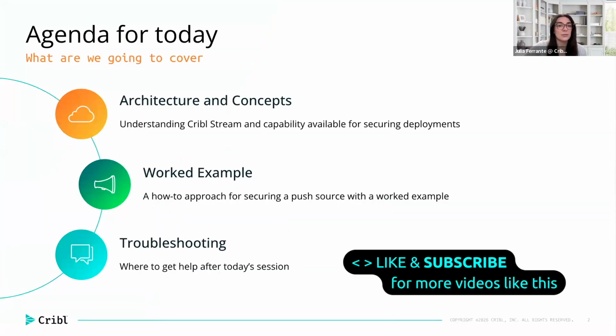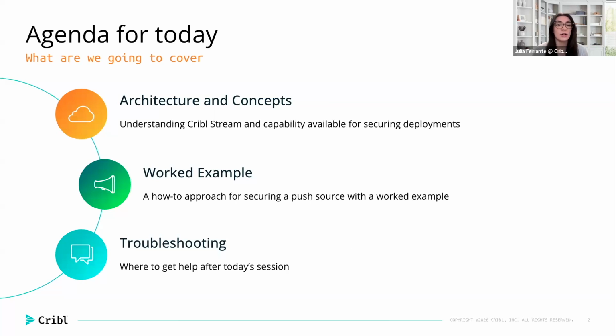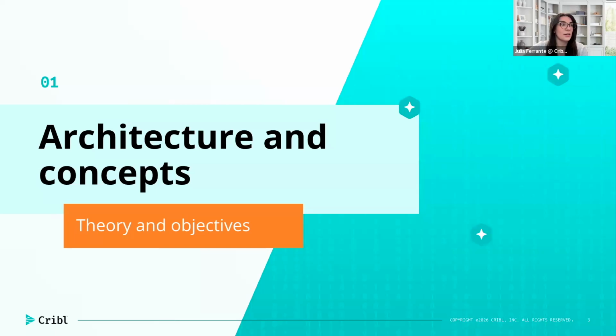For today's agenda, we'd like to cover architecture and concepts, so understanding Cribl Stream and the capabilities that are available for securing deployments. We're going to talk through a worked example, walking through how to secure a push source together. And lastly, we will cover some troubleshooting tips and tricks that help show you where to get help after today's session. So first, let's talk about some architecture.